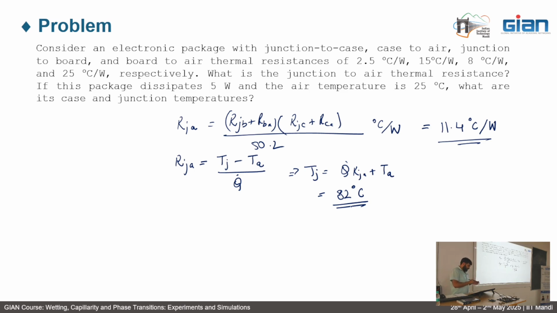Now we know the junction temperature and we know the junction resistance. The third thing they have asked is to find its case temperature, right? And we just know the resistances towards the case side. So how would we find that?